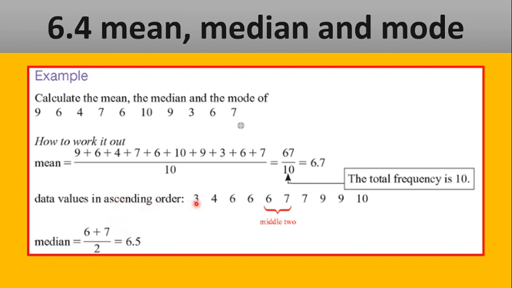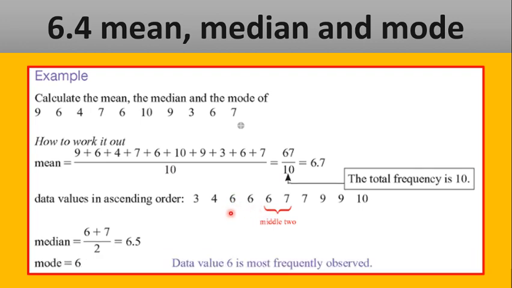And the last one, the mode, you're just going to take a look at which number occurs the most. Well, I think that's not that difficult. The mode is going to be 6 because that occurs 3 times. And all the other numbers occur less than 3 times. So your mode is going to be 6.